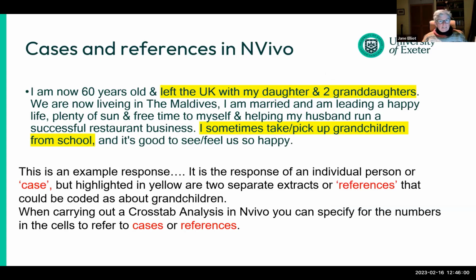So cases and references in NVivo, I've gone back to an example from the very beginning. You hopefully remember this little bit of text, this very optimistic woman who's imagining herself at age 60, living in the Maldives. And I've highlighted in yellow here 2 places where she talks about grandchildren. So the first place, she talks about leaving the UK with my daughter and 2 granddaughters. She's very specific about grandchildren.